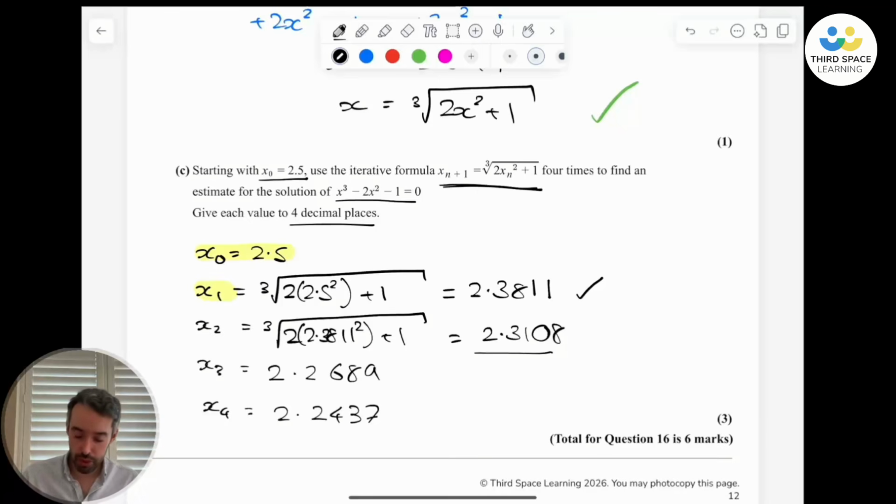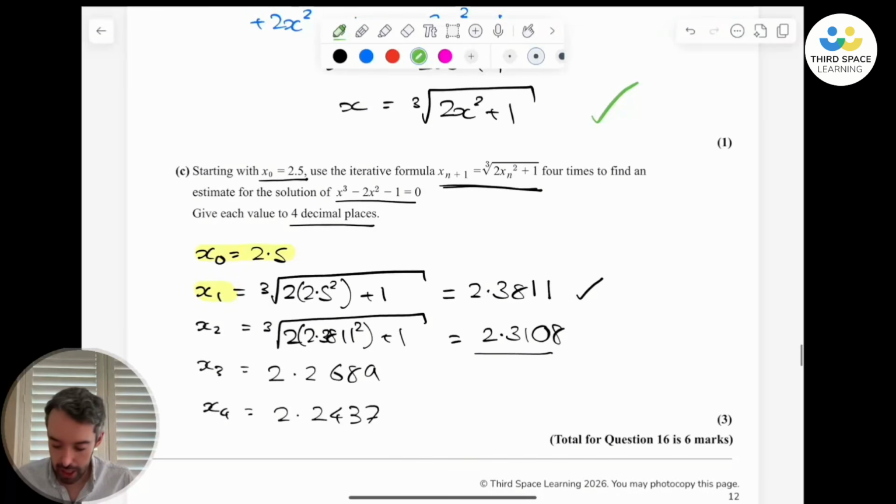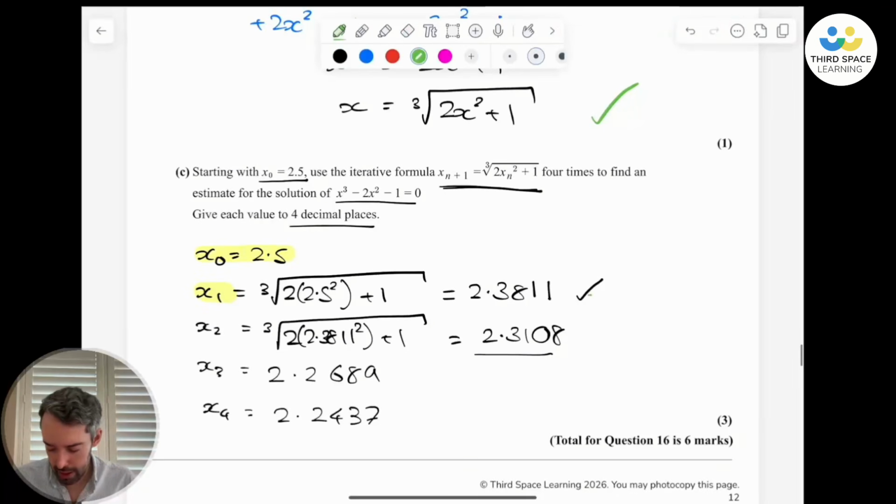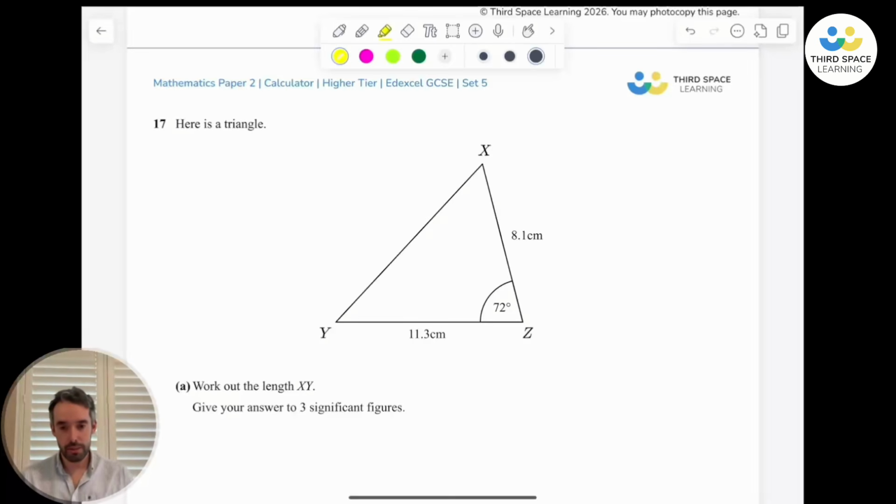It's really important that you show at least one substitution because you're going to get a mark for that. So let's see where those marks come from. We're going to get 1 mark for correctly substituting 2.5 into our formula. So that's this one here. The rest of them are accuracy marks. So I get an accuracy mark for this one, and I get an accuracy mark for this one. 3 marks.